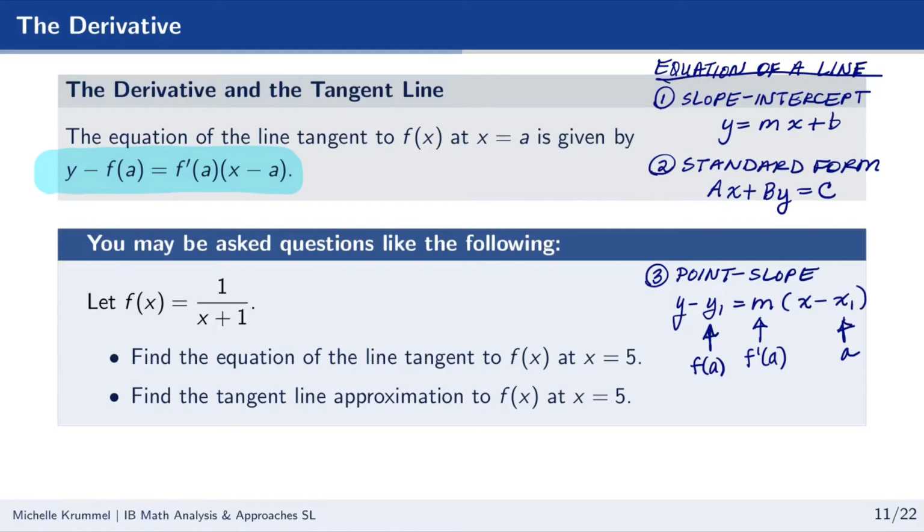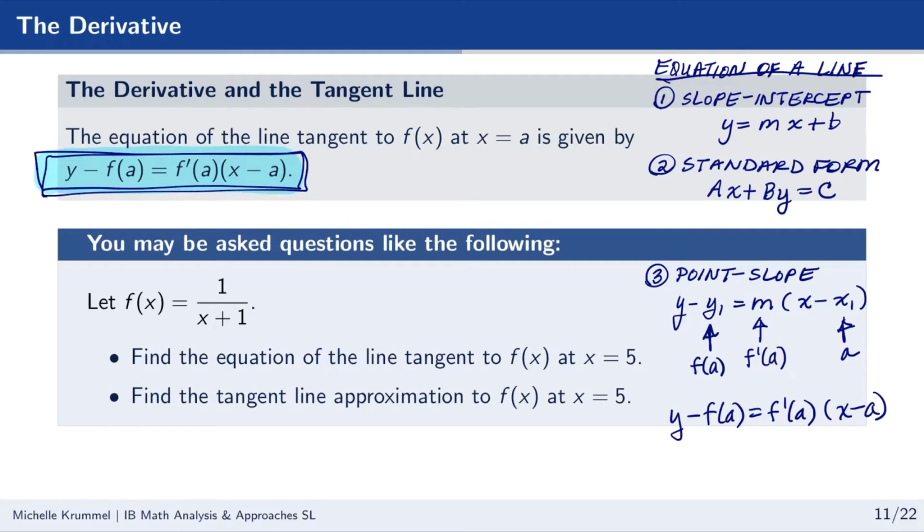So now if we rewrite that equation using our function notation, we have y minus f of a equals f prime of a times x minus a. And that is identical to what we see right here. So this is the equation that we're going to be using for writing the equation of a tangent line to our function f at a certain point, x equals a.